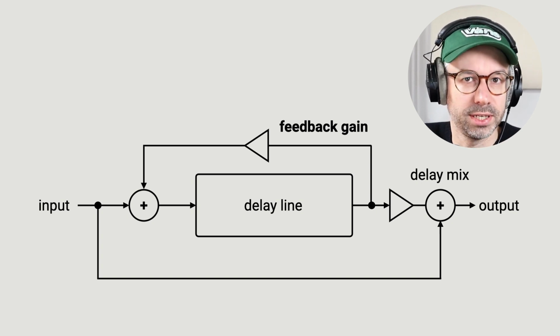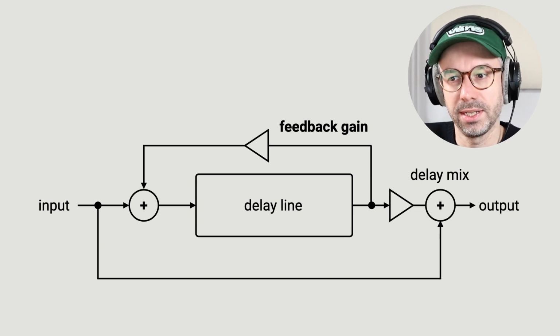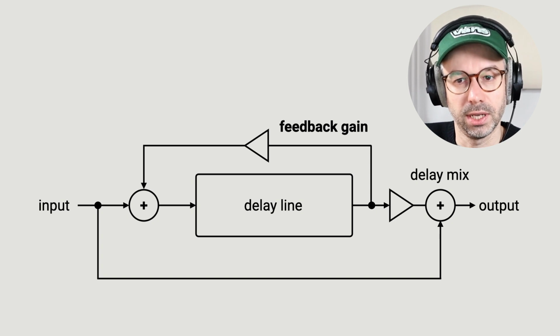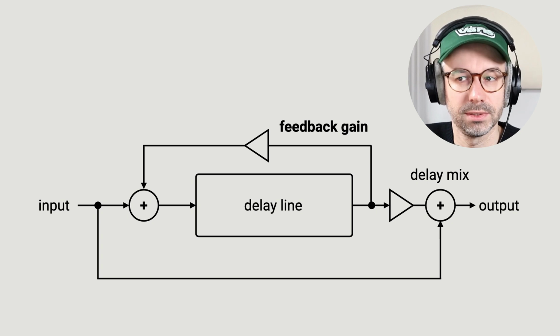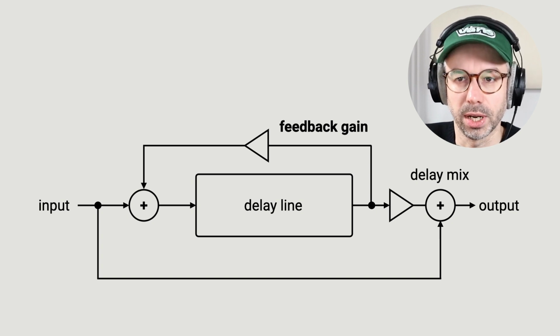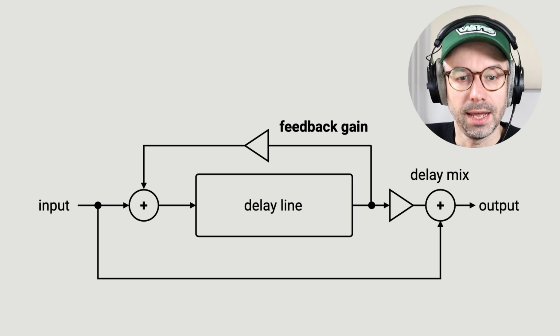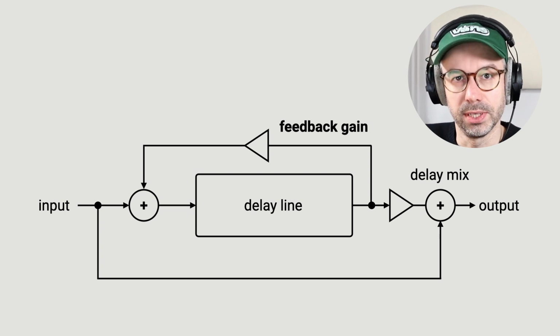And this is the wet signal, the delayed signal, and that is mixed in with the original signal, as you can see at the bottom, from the input straight to the delay mix. And the delay mix is typically called dry wet or something like blend. And that's how you create a delay effect.